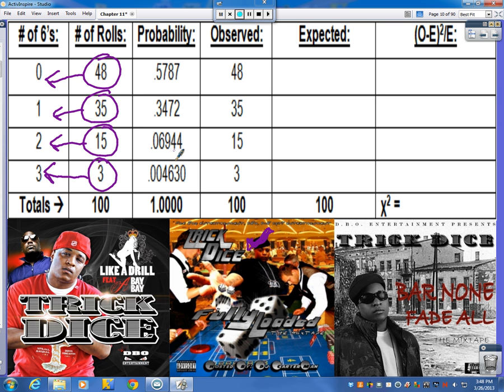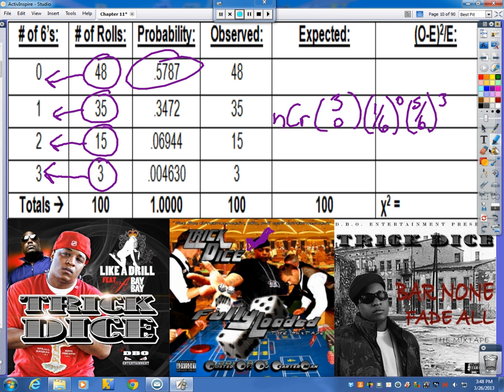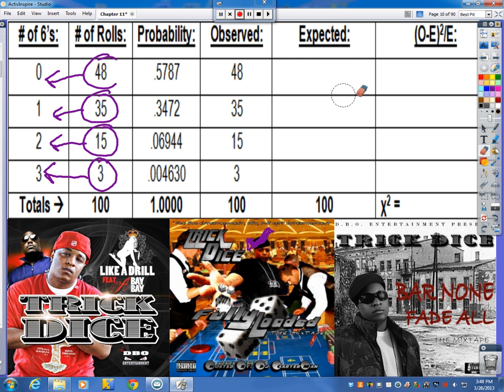Now these probabilities here, don't worry about how I got these, but these are the probabilities. Basically, I had to use a binomial distribution, which, if you remember, used our combinations. So for this 0.5787, combination 3 choose 0, and then the probability of rolling a 6 would be 1/6, and we want 0 of them, and not rolling a 6 would be 5/6, and we want to roll 3 of those, and that's how I got this number. So you're not going to be expected to come up with these probabilities, but that's what I had to do to get them. Something that we have done before.